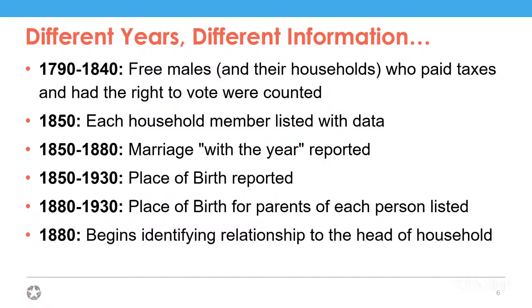1880 marked the beginning of identifying relationships to the head of the household. Earlier, from 1850 to 1880, you could typically infer what the relationship was based on the age of the person and whether or not they had the same last name indicated, that sort of thing. But this stepped it up and clearly indicated mother-in-law, hired servant, those sorts of things, as well as children and wife.